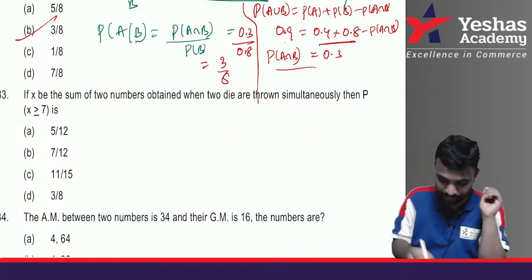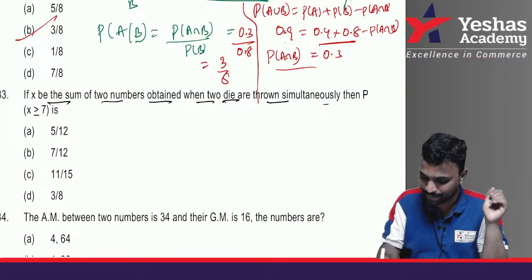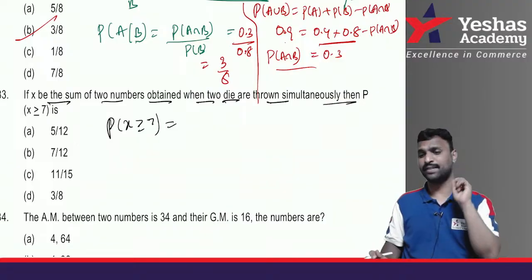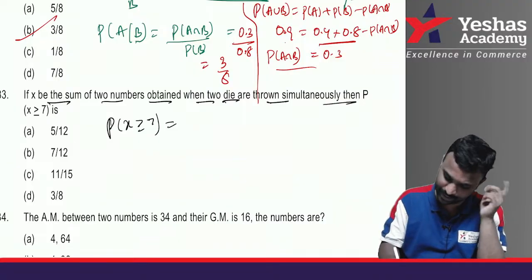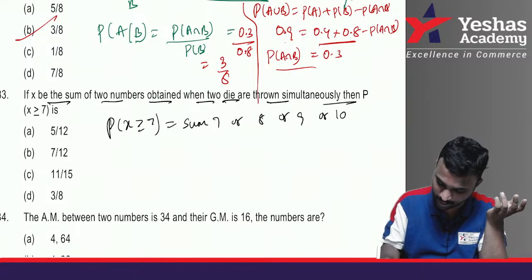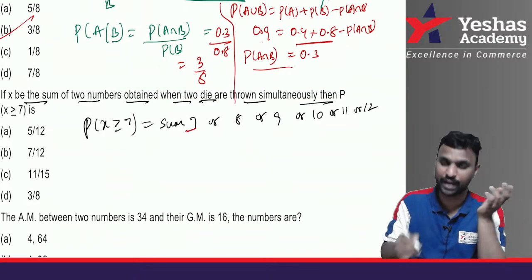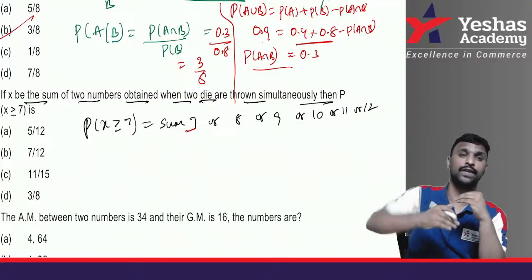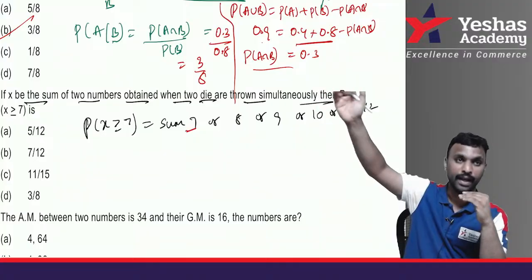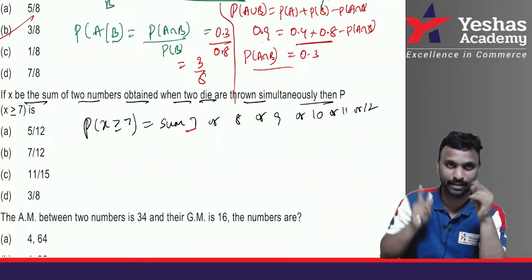Question number 83. If x is the sum of the two numbers obtained when two dice are thrown simultaneously, find the probability of x greater than or equal to 7. What do you mean by probability of x greater than or equal to 7? The sum can be 7, or 8, or 9, or 10, or 11, or 12. Guys, I have given you the table. For sum up to 7, the number of favorable outcomes will be 1 less than the sum. For sum more than 7, the number of favorable outcomes will be 13 minus the sum.